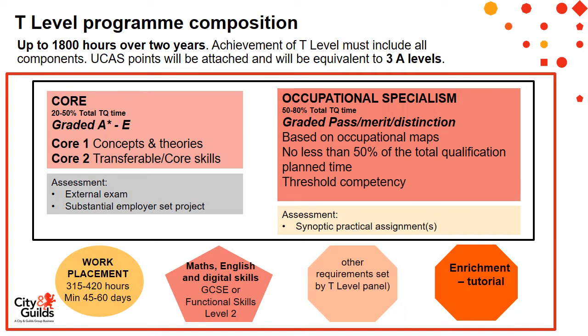So the bit there in the black box is the bit City and Guilds are developing at the moment. The bit outside of that then in the red box, the work placement, which is going to be between 315 and 420 hours, 45 to 60 days, being developed by Department for Education and trialled at the moment. And then we've got Maths and English, there you can see at level 2, as well as other requirements. That can be things like licence to practice elements, and in our programs we're probably going to be looking at CSCS cards and things like that. And then we've also got enrichment as part of that program as well.